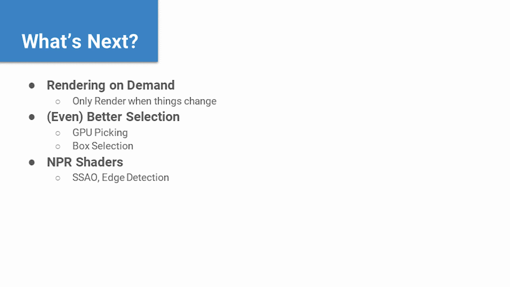We can do better on our selection. Instead of using a raycaster, there are techniques for using the GPU to pick objects. The way that works is by rendering each of those objects using an ID color, a separate color, to an off-screen canvas, and you can check what color is sitting underneath your mouse and pick the object that way.